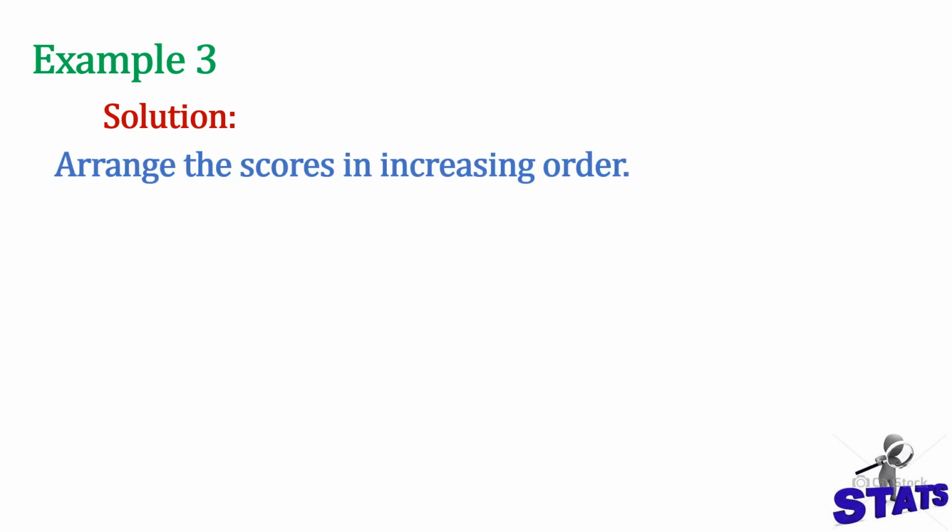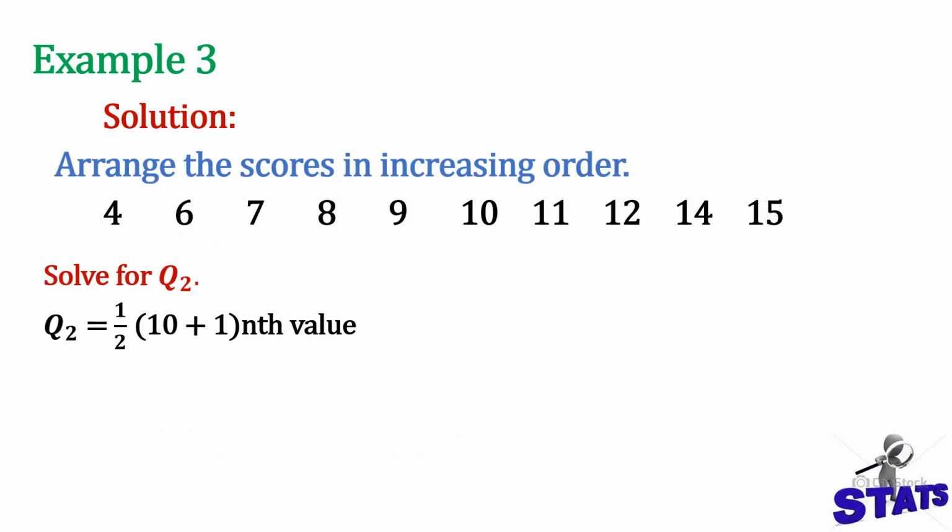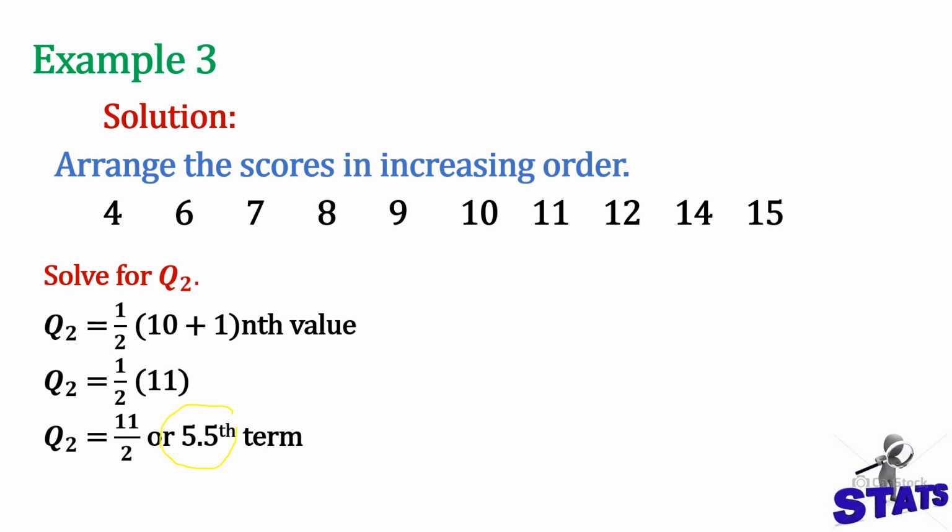Okay, next is finding the Q2 or the second quartile. Same pa rin po. Then, pagkakuha ng substitute sa formula, the answer is 5.5 term. So, bilangin lang po natin yung pang-5. Remember, may sobra po yan. 1, 2, 3, 4, 5. So, that is between 9 and 10.